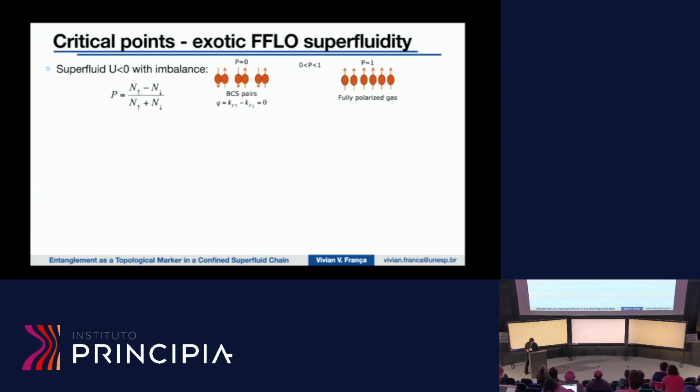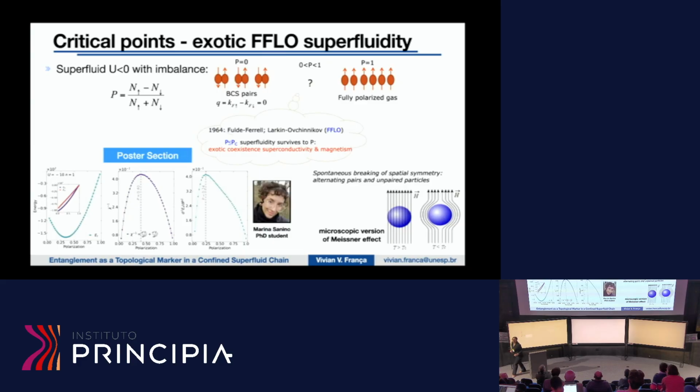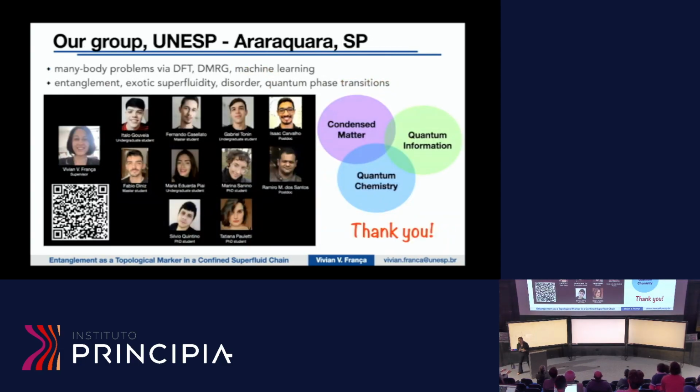Here I will just pass briefly because I'm out of time, but just to do some propaganda for Marina's poster this afternoon, right after the talk, where she looked at the FFLO regime, which is this superfluidity scenario with some imbalance. She has nice results there. With that, thank you for your attention.